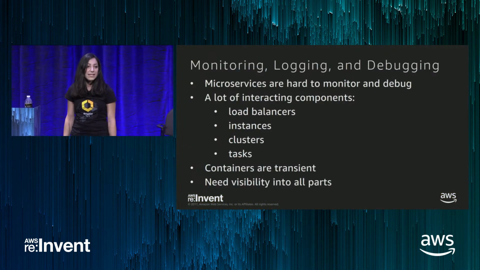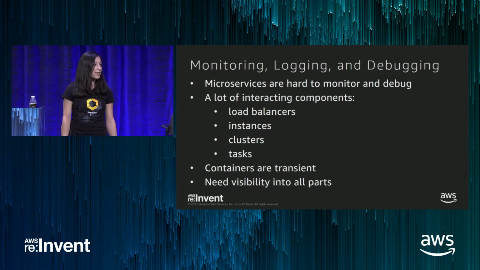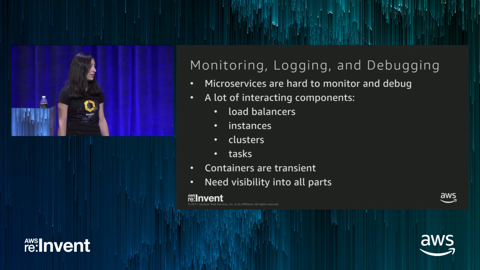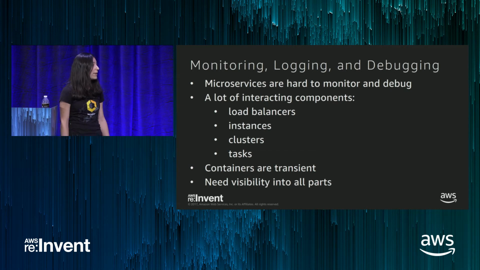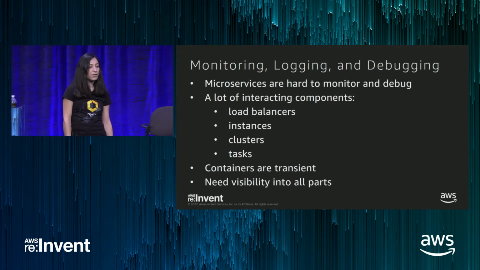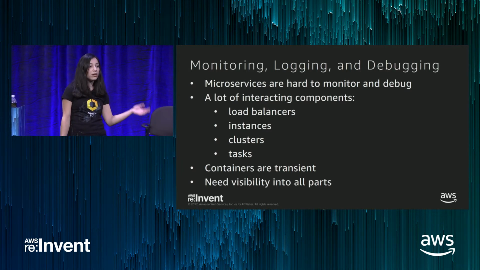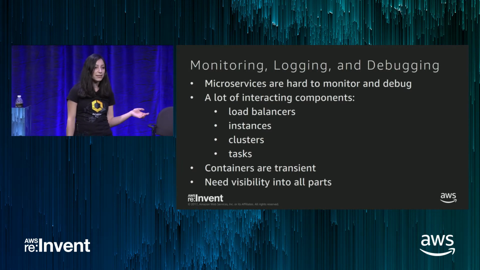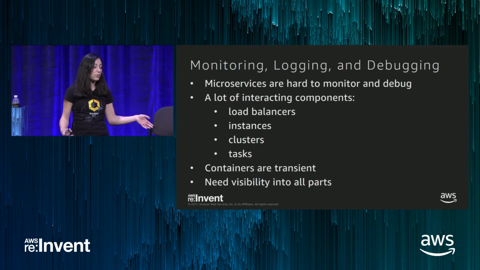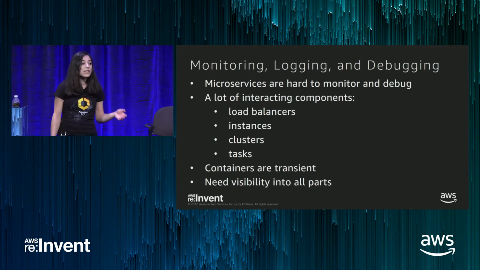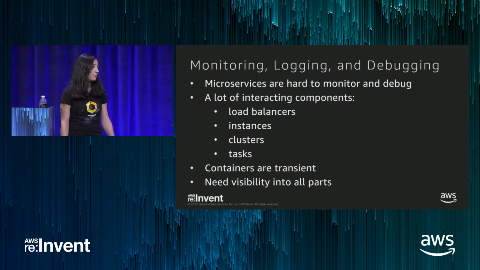So microservices are a great way to build resilient and scalable applications. However, it also makes it really hard to monitor them because there are so many different interacting components. Now suddenly you have all of these services. You have load balancers, you have instances, clusters, tasks, and when something happens, you have to know where the failure is happening to be able to debug it. So you need visibility into all the different parts.